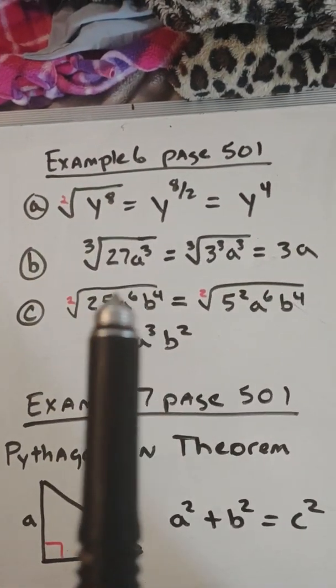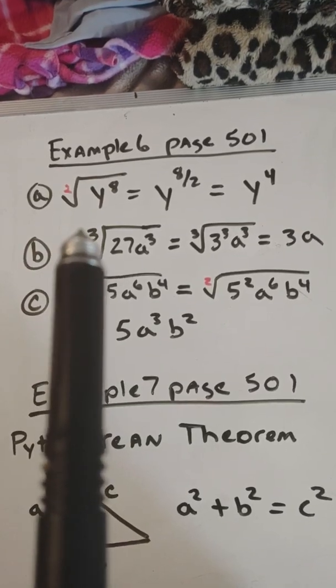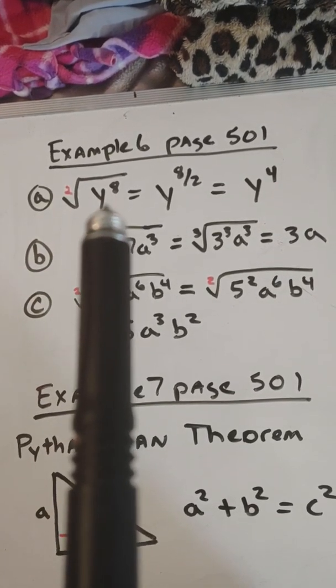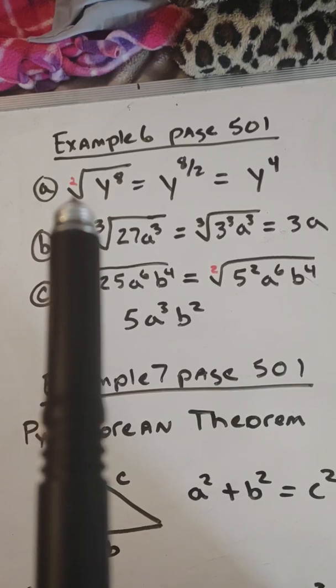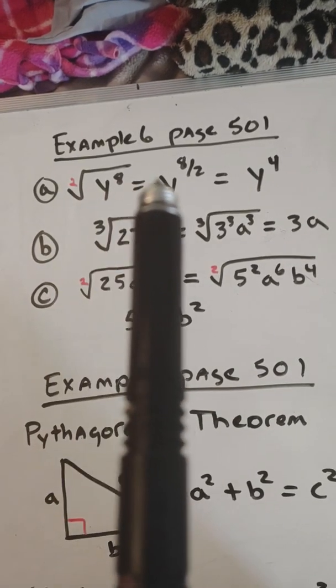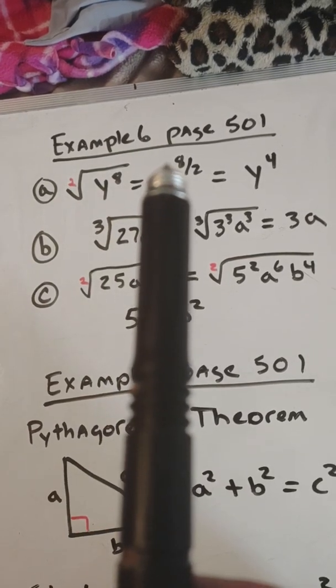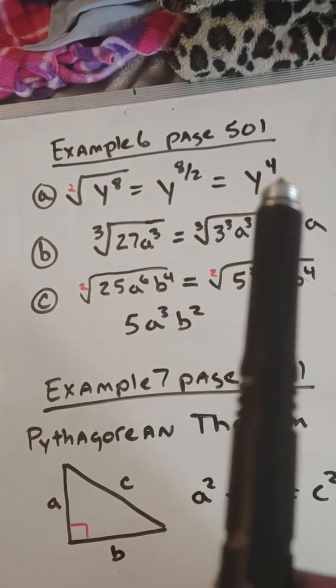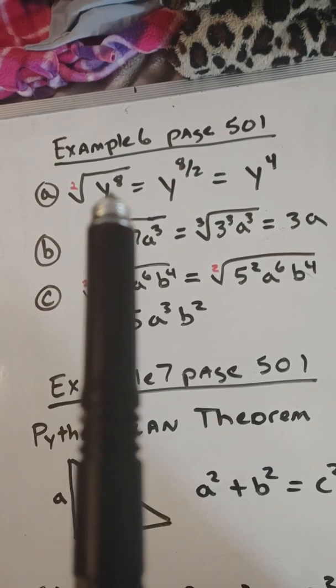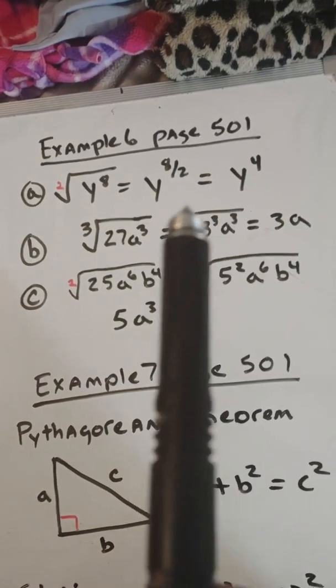Here's a better example of these. This is example 6 on page 501. You have square root of y to the 8th. So if we put this little imaginary 2 here, the little imaginary 2 goes on the bottom of the fraction and the exponent, 8, goes on the top. 8 divided by 2 is 4, so it's y to the 4th. So square root of y to the 8th is y to the 4th.